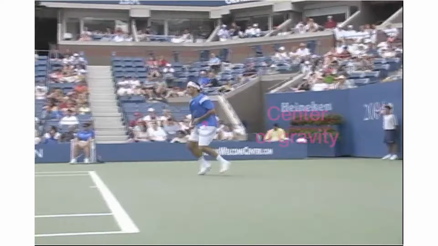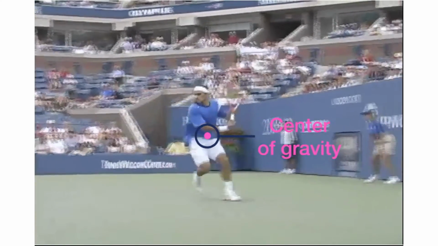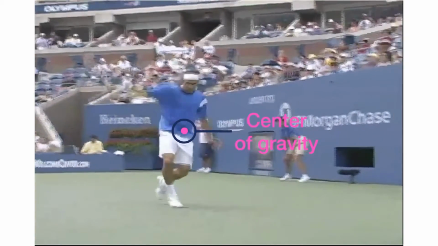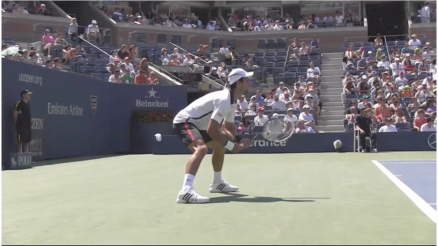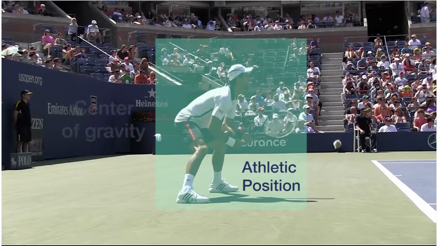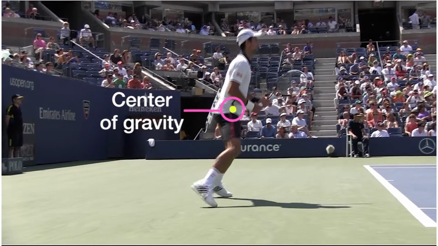Another great example is Roger's center of gravity in this video. As you can see, it's quite low as he sets up to execute this neutral backhand. As you can see, Novak's athletic posture before returning the serve indicates a well-balanced center of gravity.